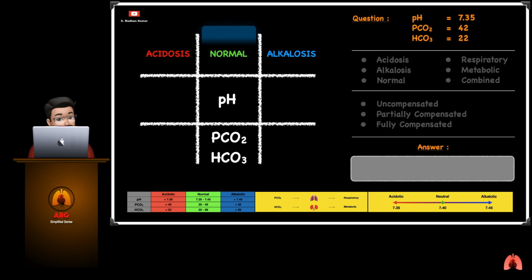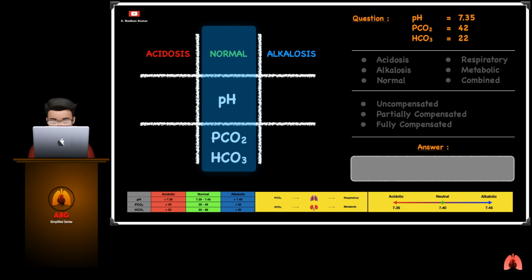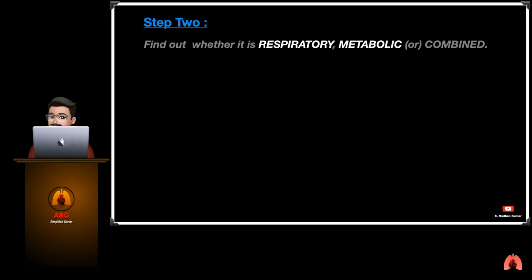Now, if we do the tic-tac-toe, we find all the three values are in the normal range. So, the interpretation will be normal. Now, let us move on to step 2. In this, we have to find out whether the values are respiratory, metabolic or combined.